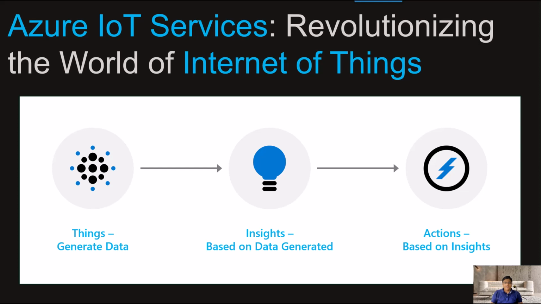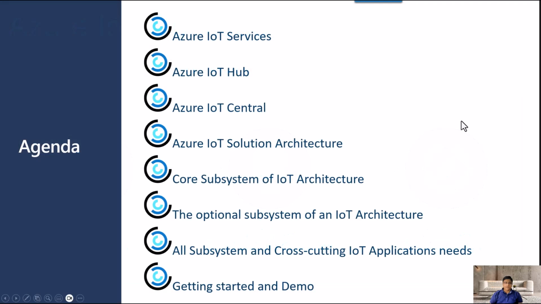Azure IoT Services, revolutionizing the world of Internet of Things. Here is the agenda for today's session. First, we are going to understand what is Azure IoT Services, what is Azure IoT Hub, and then what is Azure IoT Central. Then we will delve deeper into Azure IoT solution architecture, its core subsystems and the optional subsystems, how it is comprised of. And then we will also understand the cross-cutting IoT application needs, and then we will jump to a demo.